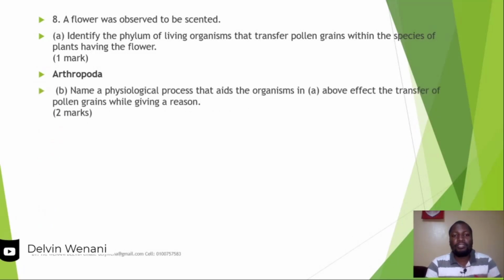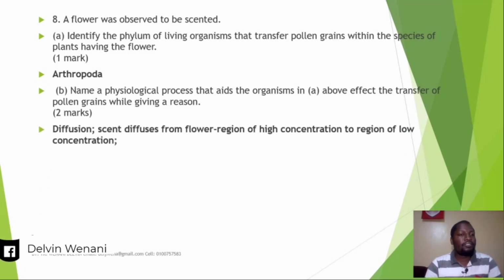Name a physiological process that aids the organism in A above affect the transfer of pollen grains while giving a reason. We're talking about diffusion here. That is, scent diffuses from the flower region, which is highly concentrated, to the region of low concentration.